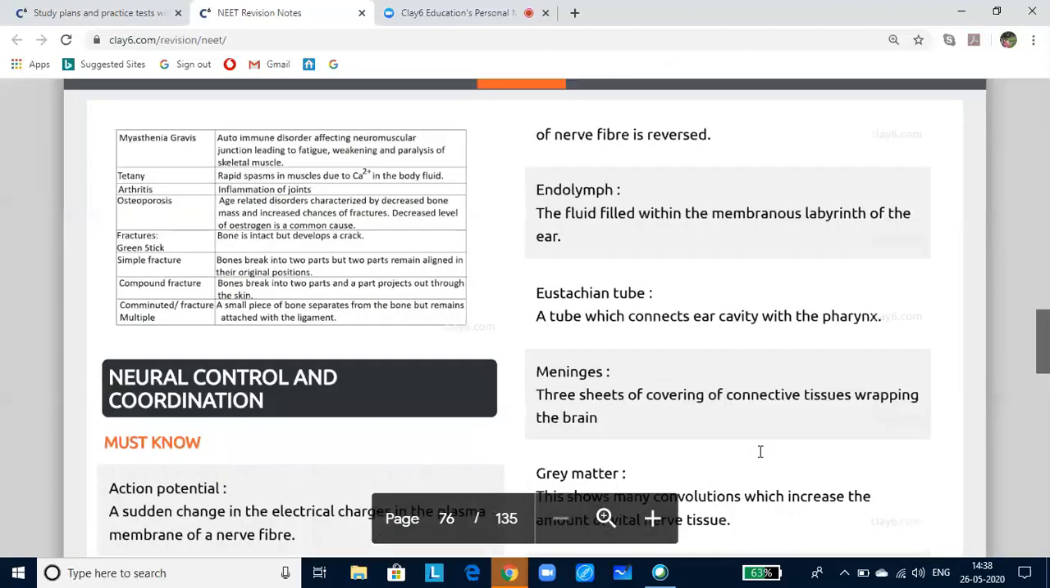Now, the last part is, let us look at the disorders of the skeletal and the muscular system. Myasthenia gravis is an autoimmune disorder affecting neuromuscular junction leading to fatigue, weakening, and paralysis of the skeletal muscles. Muscular dystrophy results in progressive degeneration of skeletal muscles, mostly due to genetic disorder. Tetany is a condition of rapid spasms. Spasm means wild contractions in the muscles due to low calcium ions in the body fluid.